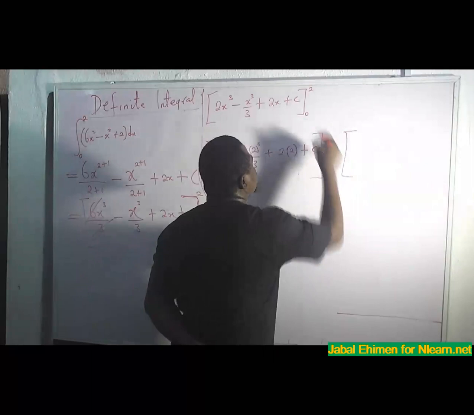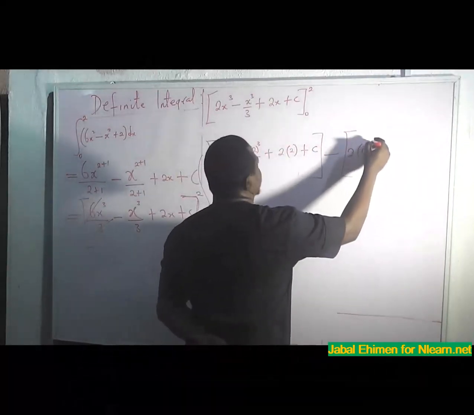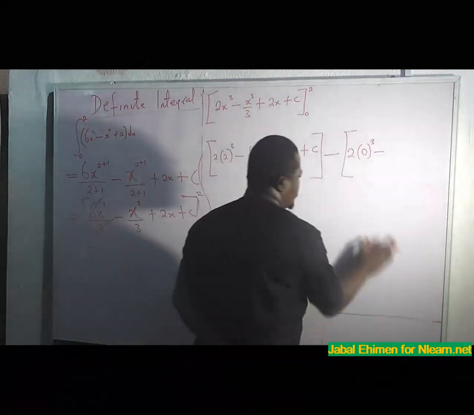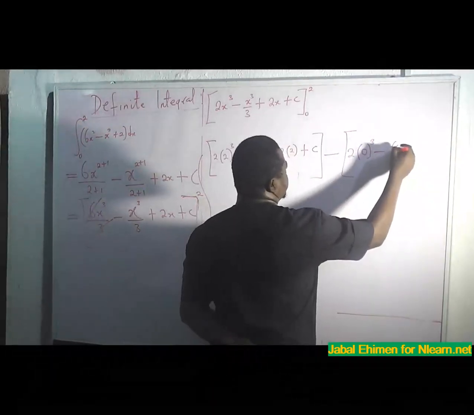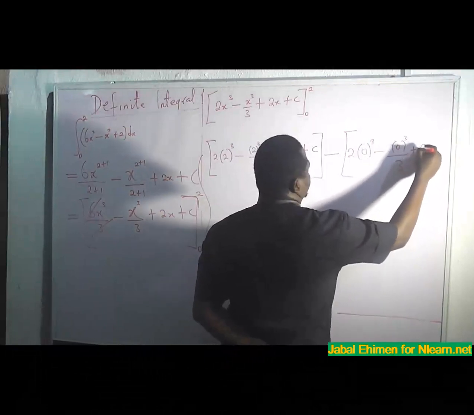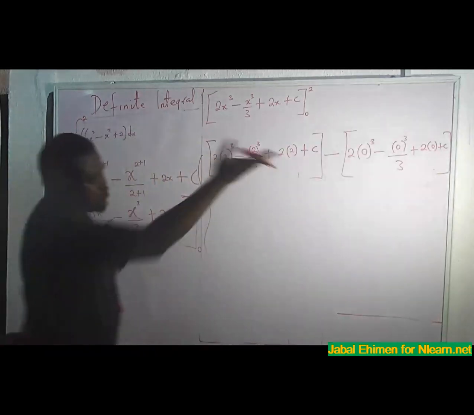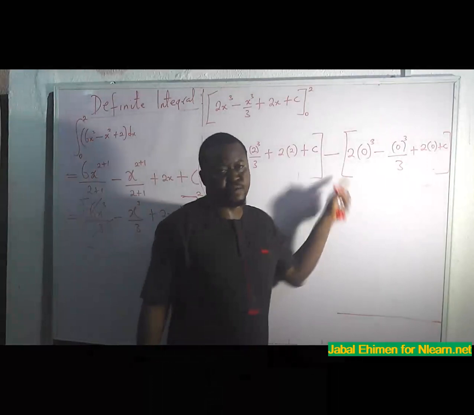Minus. The next one is 0. You have 0 raised to power 3. You have minus. So I have 0 raised to power 3, and I have 3 plus 2, 0 plus C. So I have this. It's long. So that of 3 and that of 0. But don't forget, you are always subtracting.